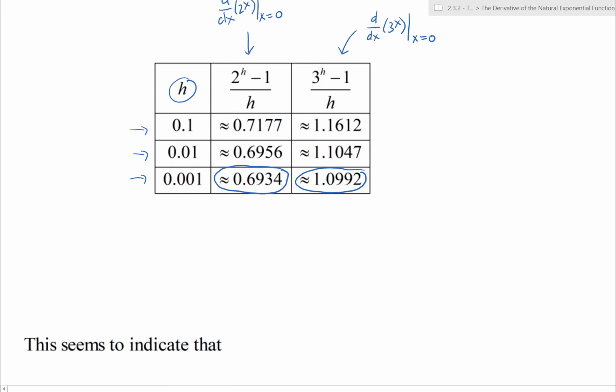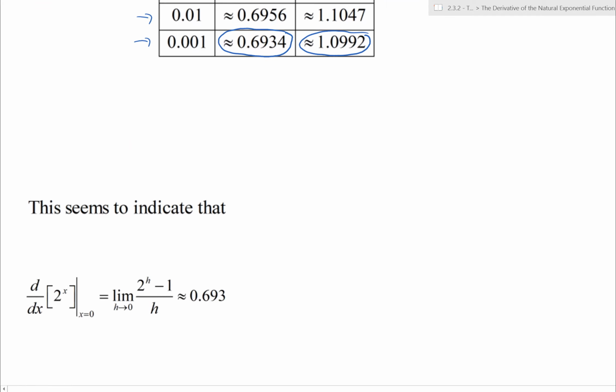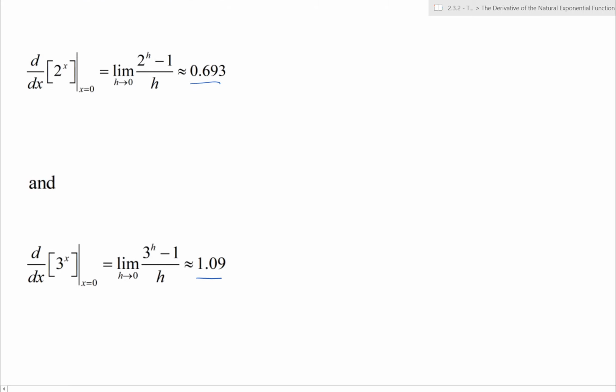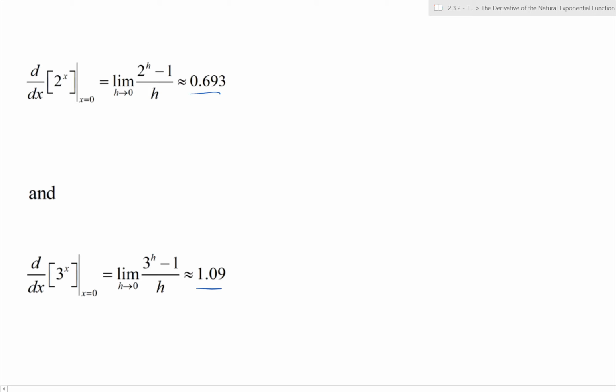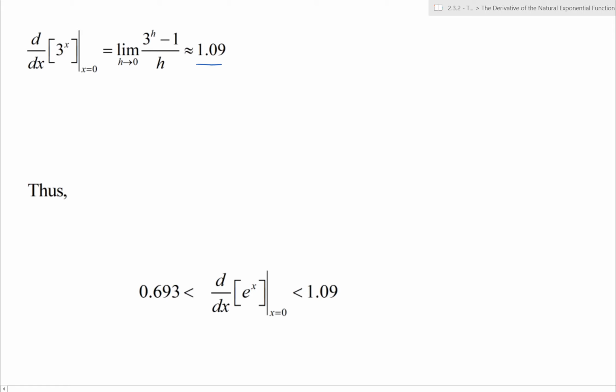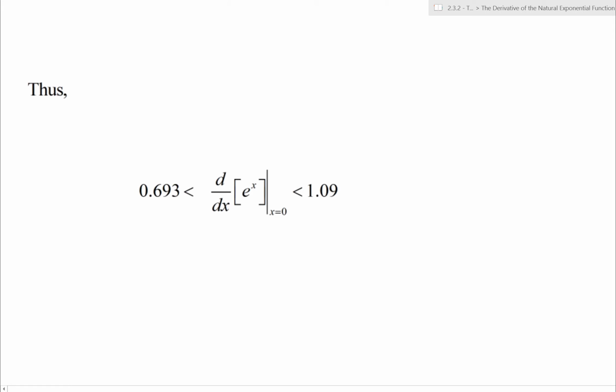So what is that going to tell us then about e to the x at 0? Well, like I just said, it seems to indicate these two things right here. The derivative of 2 to the x at 0 and the derivative of 3 to the x at 0 are approximately these numbers here, say 0.693 just rounding and 1.09 just rounding. And we already stated, remember, that the derivative of e to the x should be trapped in between these two things because of the previous discussion we just had. So it should follow then that the derivative of e to the x at x is equal to 0 should be trapped in between these two values.